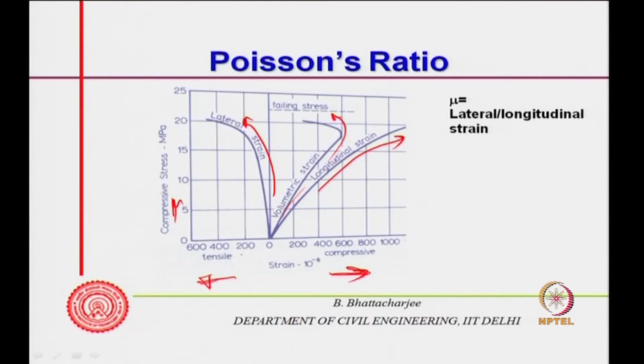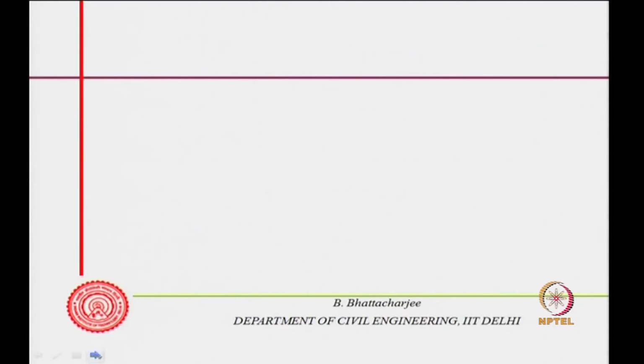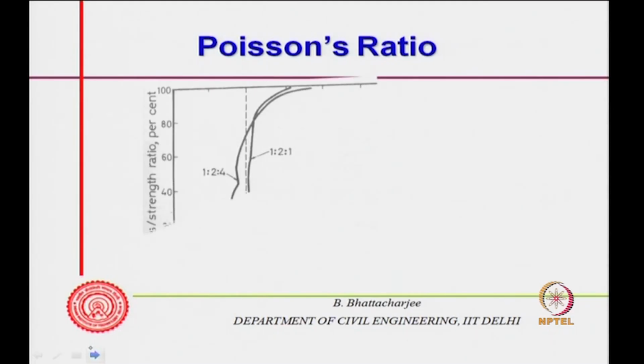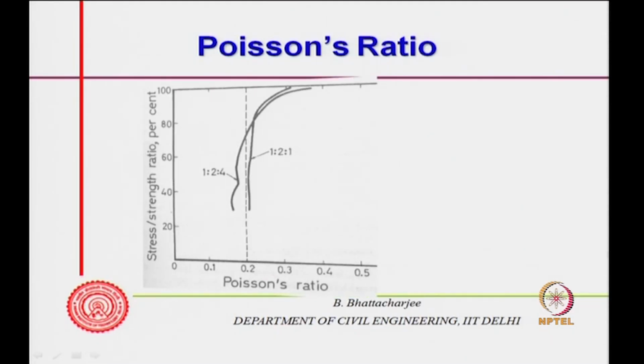So, from this you can calculate the ratio, for example, this divided by this, or let us say at 400 strain of longitudinal strain, the corresponding lateral strain is whatever the value is, and similarly you can find out the mu values. Now, if we calculate mu values in this manner and then plot, we will see that it is roughly around 0.2, up to about 70% of the load, for two different concretes.